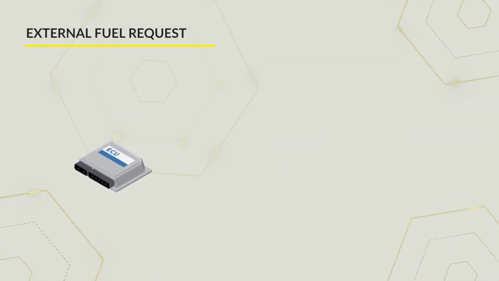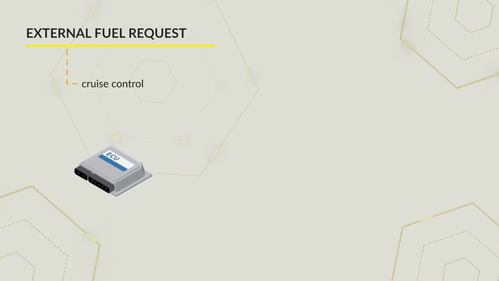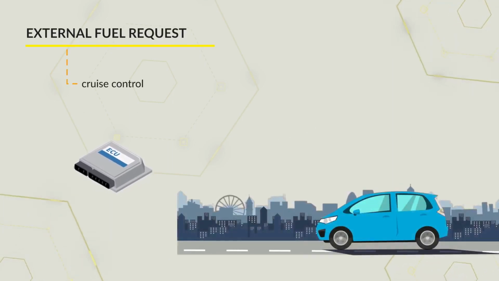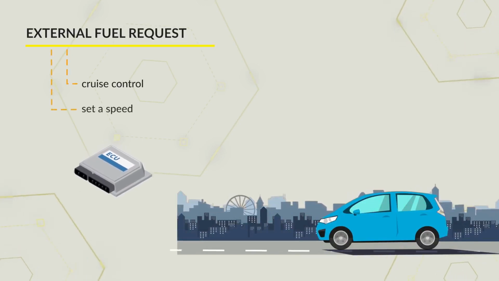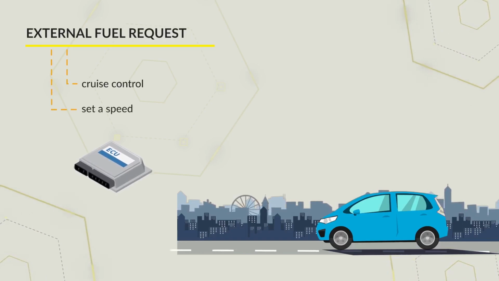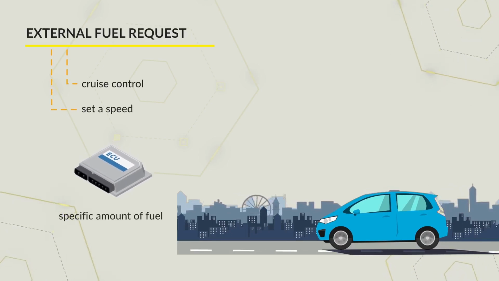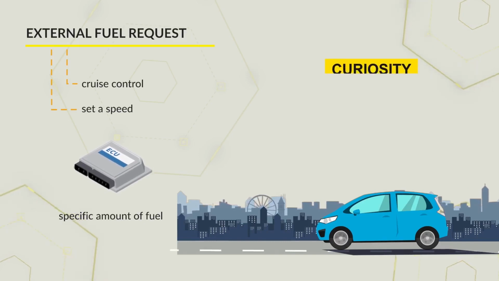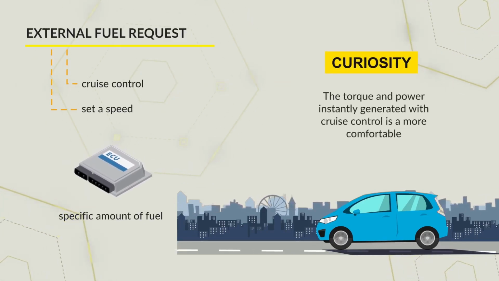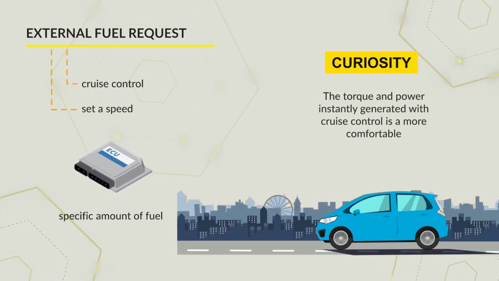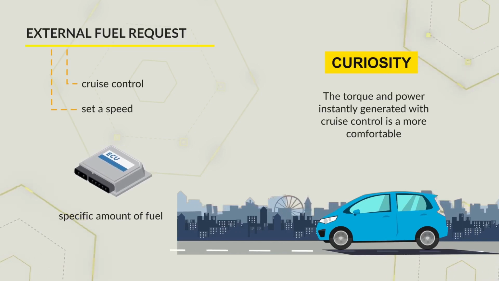Another condition of external fuel request can also be performed by the cruise control. When we set the cruise control, we do not press any pedal, but we set a speed. Consequently, the engine control unit will make a request for a specific amount of fuel for the vehicle to reach or maintain the set speed. Curiosity. The torque and power instantly generated with cruise control is a more comfortable, non-aggressive demand for performance than that performed via the accelerator pedal.